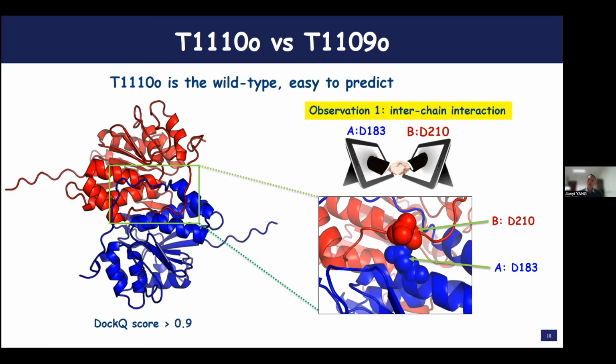You can see here, we have two observations. The first one is this mutated residue, D183, which is mutated to alanine. You can see this residue interacts with another one in another chain. So if we mutate this residue, they will probably break this interaction. So we think this is important, the first observation.